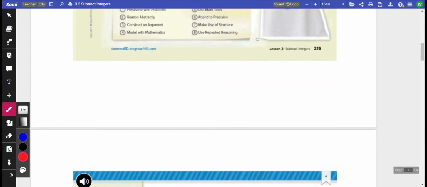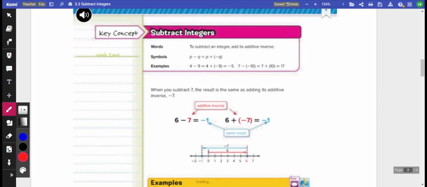Continuing. All right, so the key concept for subtract integers. The words: to subtract an integer, add its additive inverse. So the symbols are p minus q equals p plus -q. But let's use number examples instead.